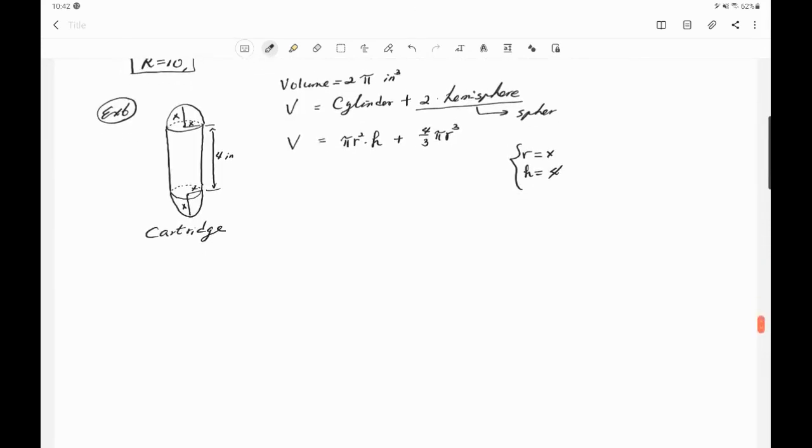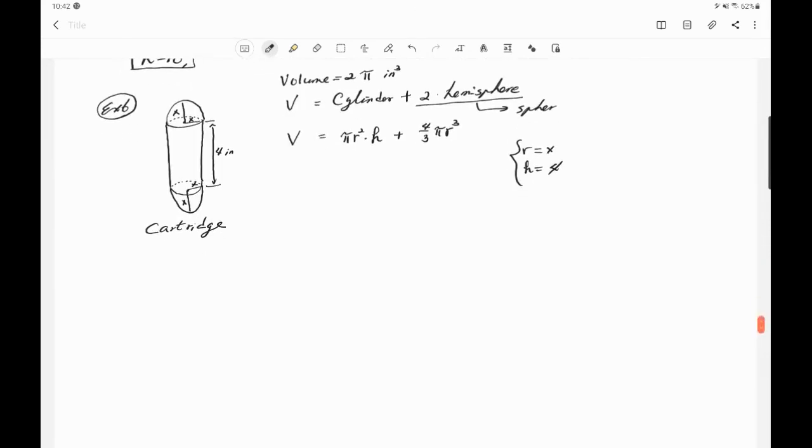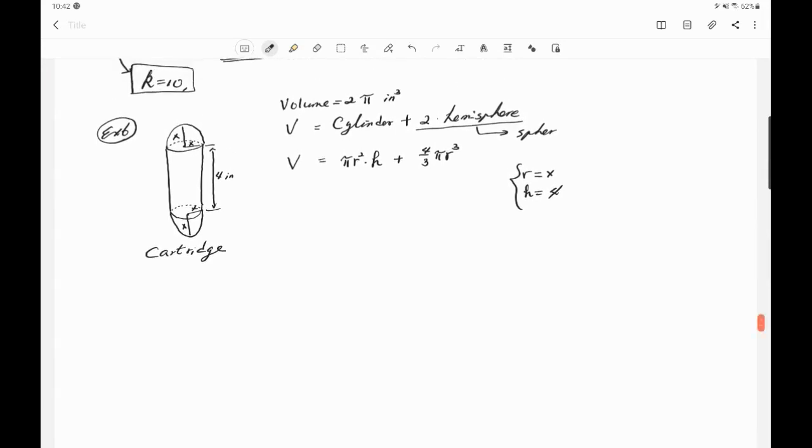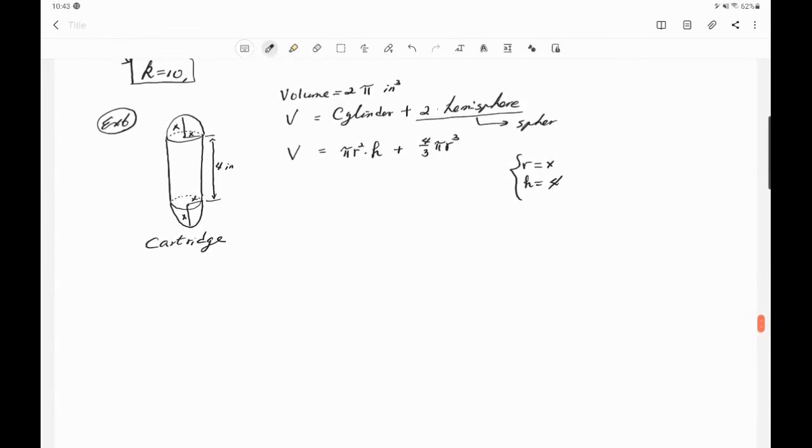Okay, the next example is a cartridge for an air gun. The carbon dioxide cartridge looks like this. It's a cylinder, and at each end it's a hemisphere. And the volume is given, 2 pi cubic inches. The volume of this cartridge is the sum of the volume of the cylinder and the volume of 2 hemispheres.